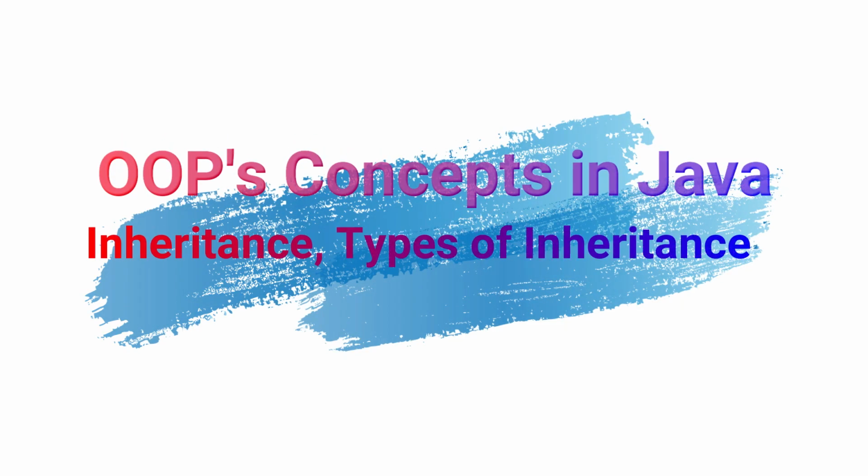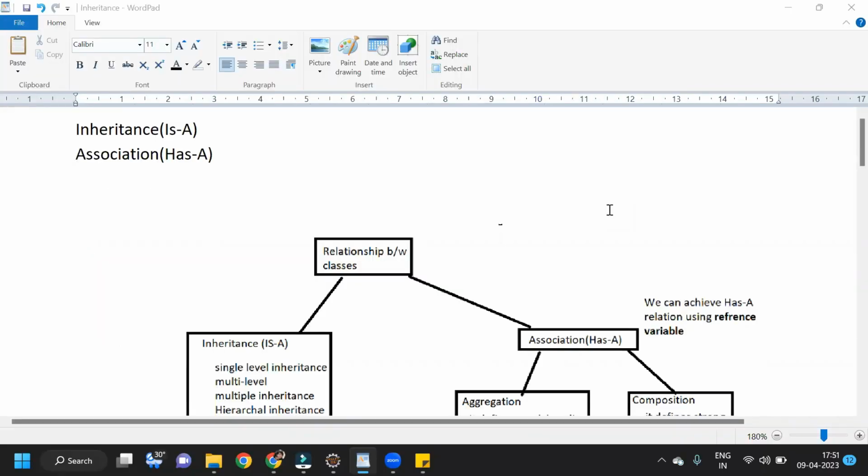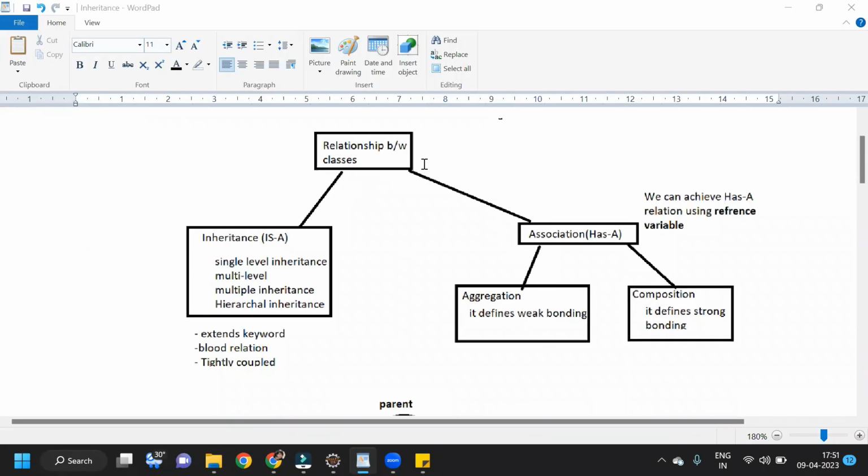Today we will understand the relationship between the classes and the types of relationship between the classes. It has been divided into two parts: one is the "is a" relationship and the second one is the "has a" relationship. Inheritance maintains an "is a" relationship, and association maintains a "has a" relationship. Association is divided into two parts: one is aggregation, the second one is composition. So we will understand one by one.